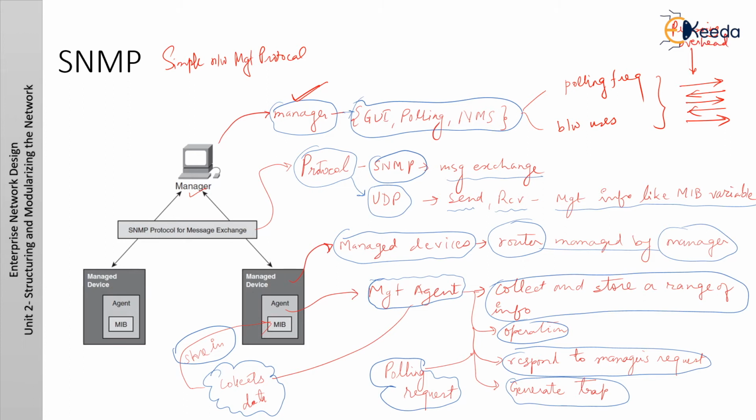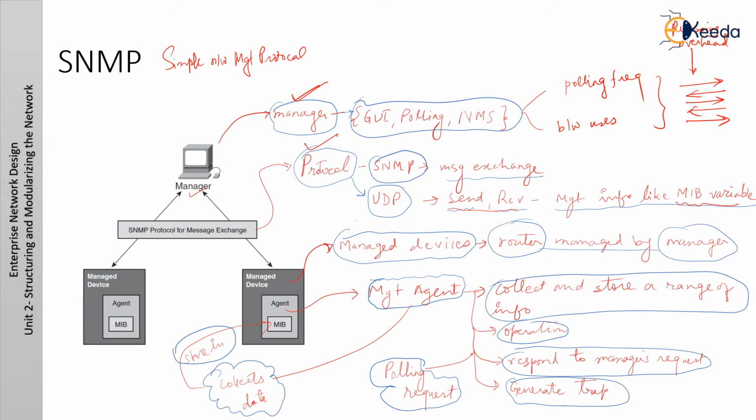Now come to the protocol. Second is the protocol. SNMP is a protocol for message exchange. It uses the User Datagram Protocol transport mechanism to send and receive the management information, such as MIB variables.